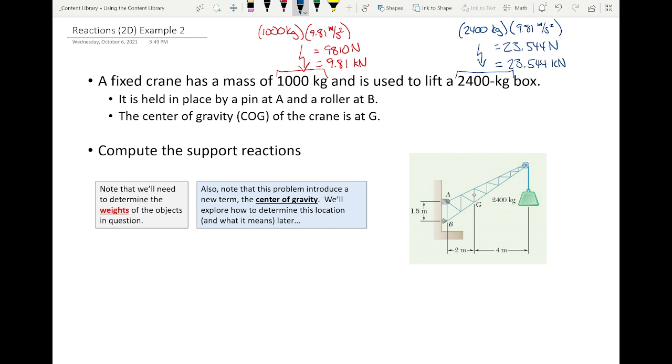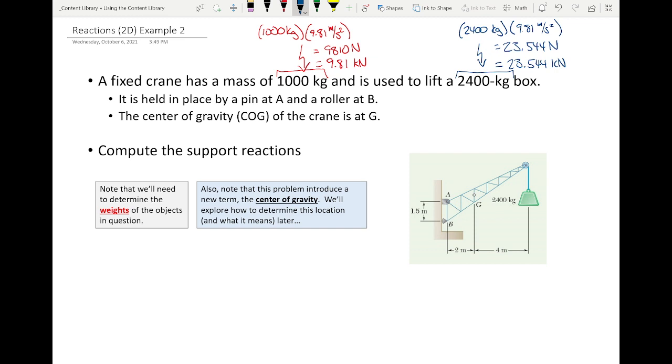Okay, so we have a crane that has a center of gravity right here, so we can assume that the weight of the crane is acting right here, and we have a 2,400 kilogram weight being applied at this point here at the top, okay? And so the idea is, what are the support reactions required to keep the crane in equilibrium, okay?